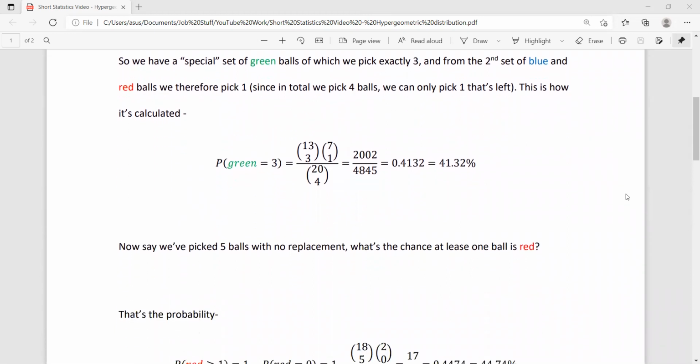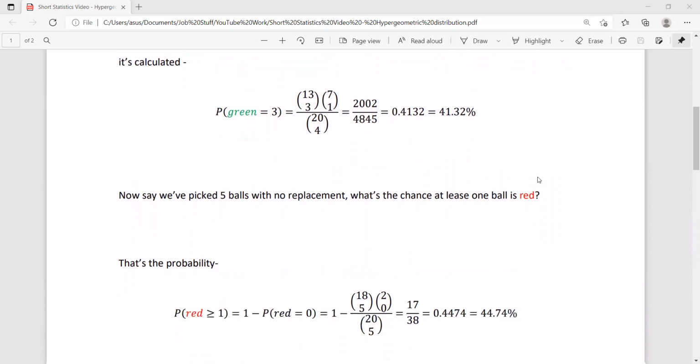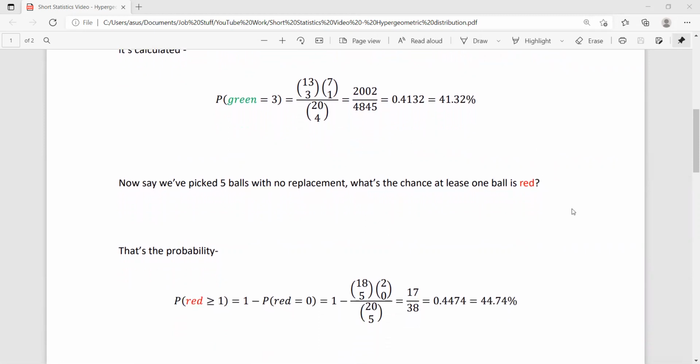Now this is how it's calculated. The probability for 3 green balls would be 13 choose 3 times 7 choose 1 over 20 choose 4. Altogether, this is 41.32%. Now let's say that we pick 5 balls with no replacement.